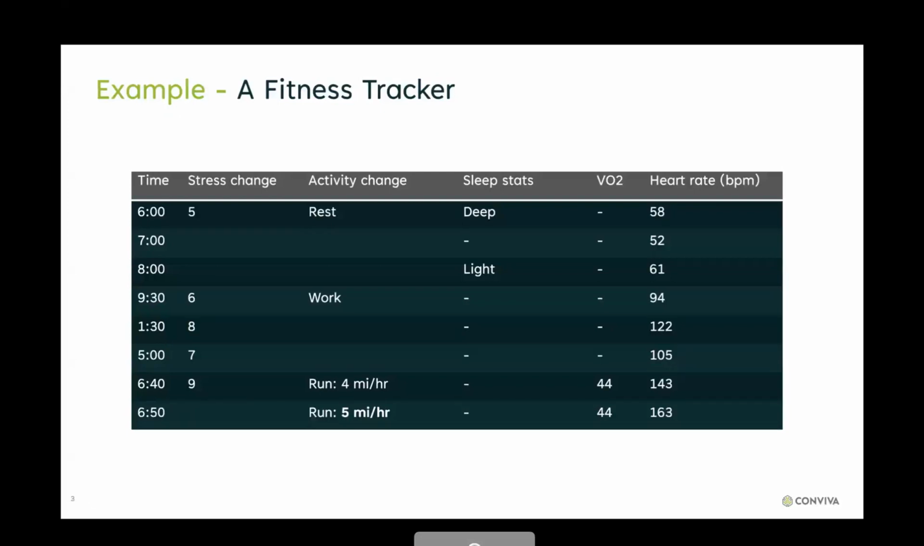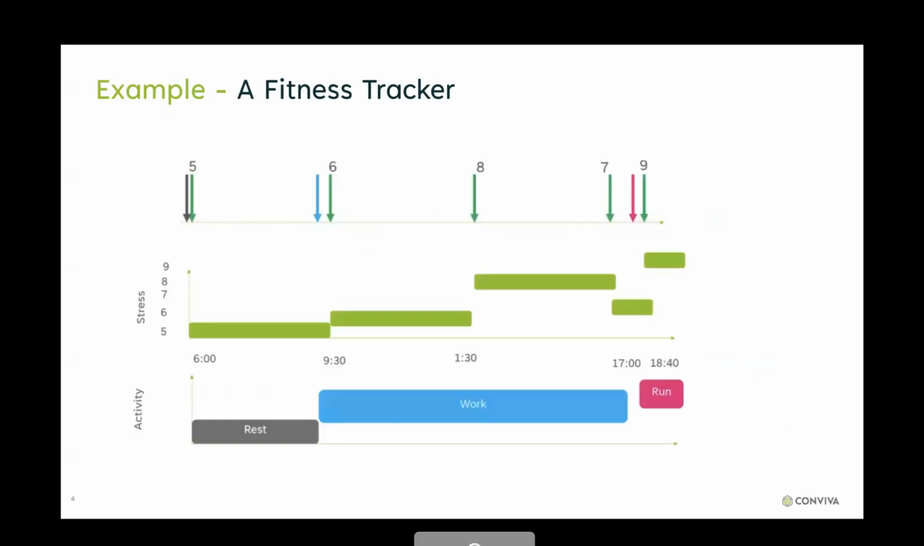This is a fitness tracker. In this particular dataset, as the table shows, we have many measurements, such as stress level, the activity a user is engaging in, the sleep status, VO2, which stands for oxygen consumption, and heart rate. These are all timestamped. Perhaps an easier way to visualize this dataset is by using what we call a timeline preview. In this case, you see that the stress level changes as time goes by, and same as the activity.